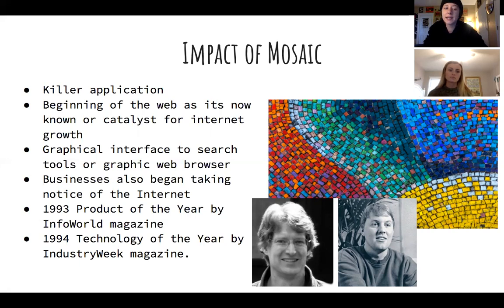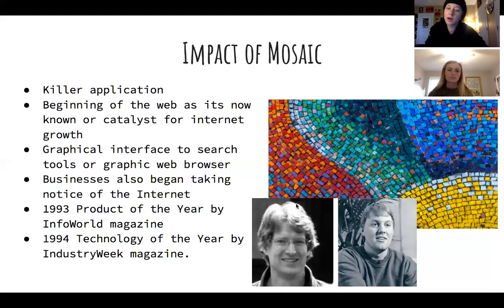Businesses also began taking notice of the internet. They basically saw it as a tool to market and capitalize upon advertising, in which they got more involved with it and spent more money on internet advertising. And as previously stated, it did win the Product of the Year by InfoWorld magazine, and it won Technology of the Year by Industry Week magazine.